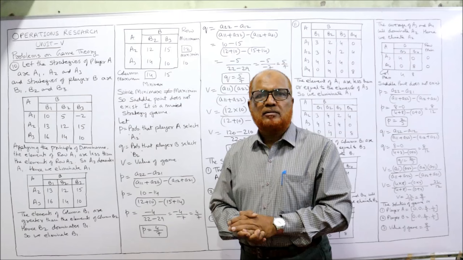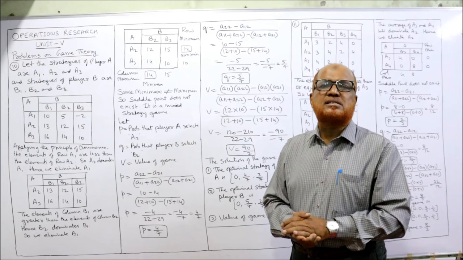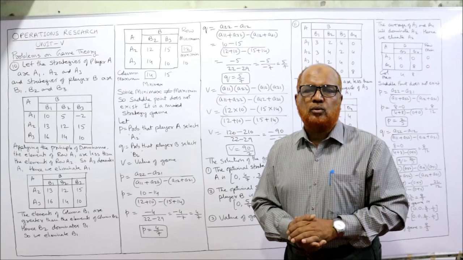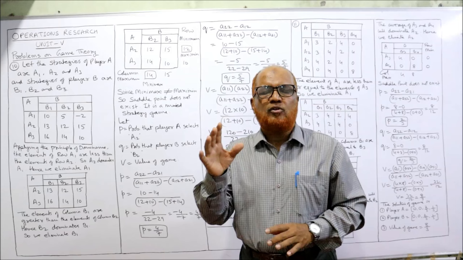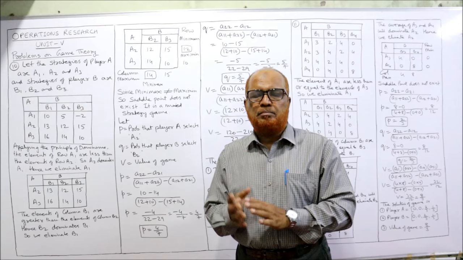Right? Already in the last two problems I have explained this mixed strategy. In this video also I am going to explain some more new points. It is the same mixed strategy problem, but first we have to apply the principle of dominance to reduce the form of the matrix. Then we have to apply the mixed strategy technique, right?